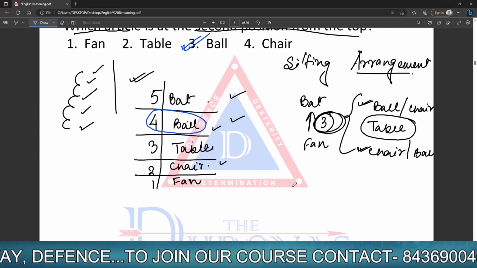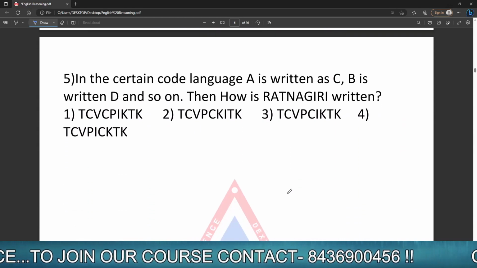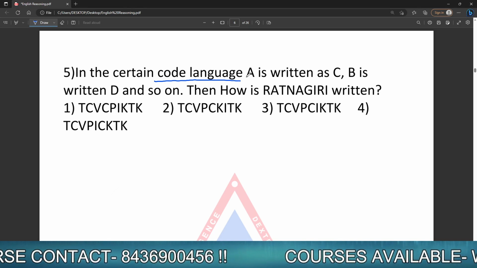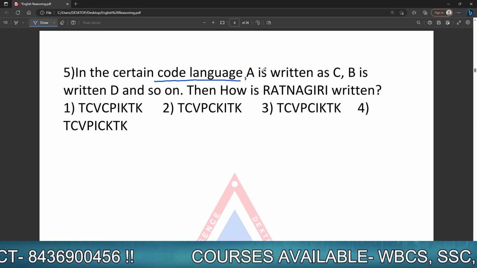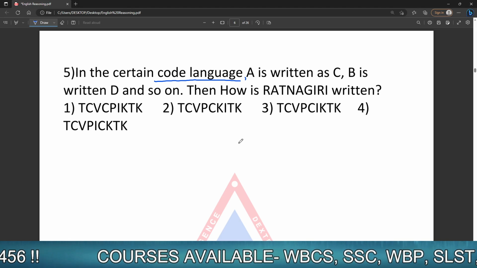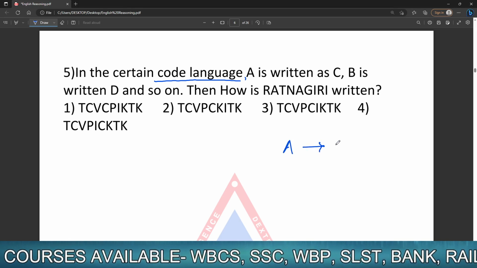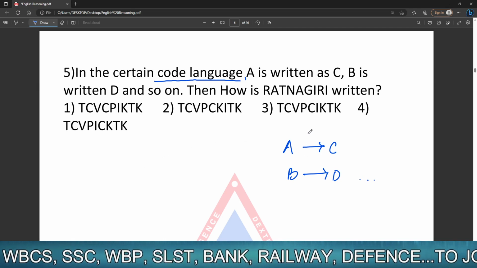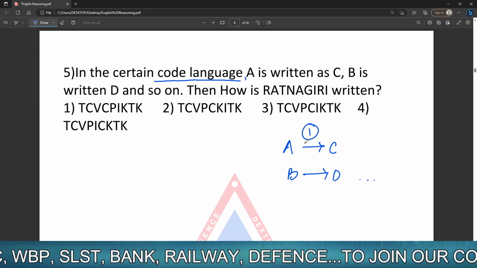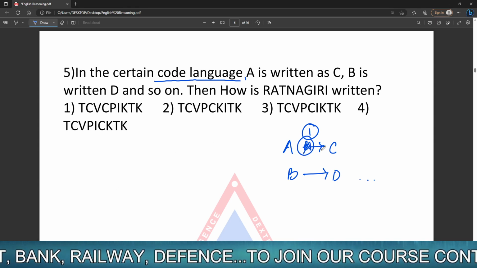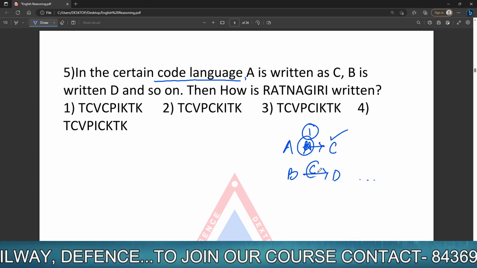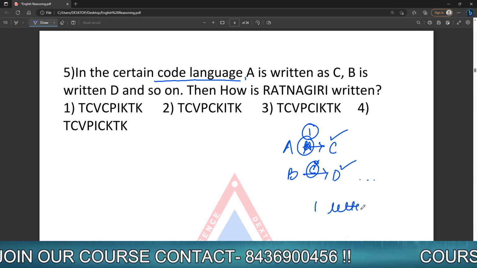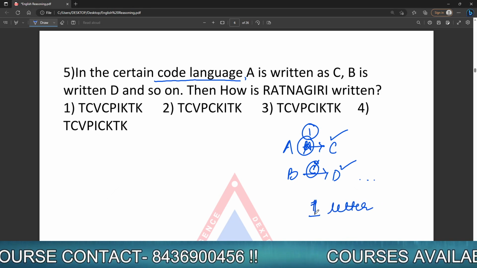Okay, next, move on to the next question. Question number 5 is also about coded language. The question says A is written as C, B is written as D, and so on. That means there is a gap of one letter between the two letters: A, B is not written, then C, and then D.